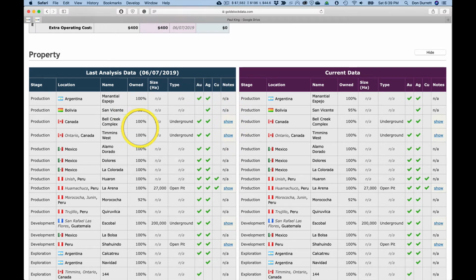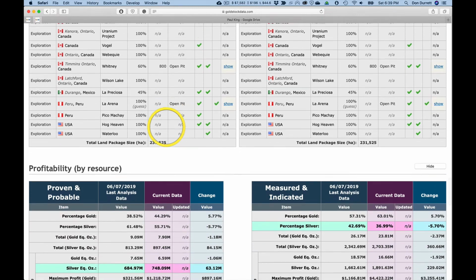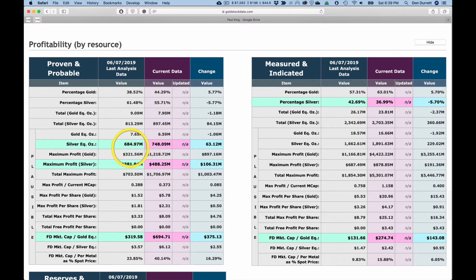Some of them have notes. We have the last analysis and the current data, so sometimes it changes. A lot of times it's the same. Now we come down to profitability. The profitability screen I don't use that much. The one that I think is valuable is the market cap versus the ounces. These two numbers I think are valuable.